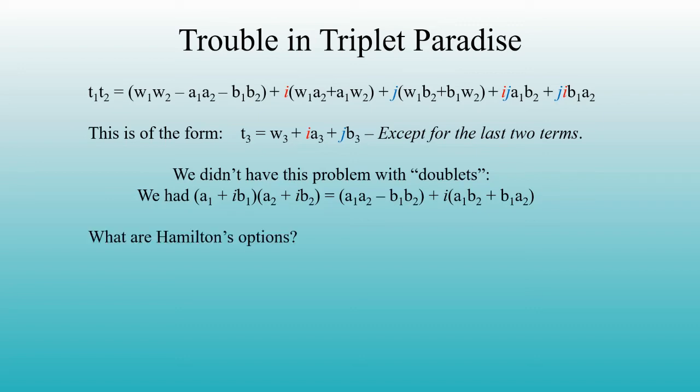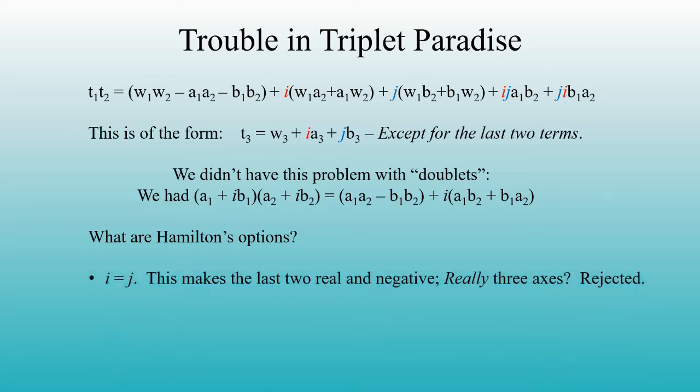What are his options? Well, he can discover that i and j are the same after all. Then ij equals ji equals -1. There's a couple of problems with this. The metaphysical one is, if i and j are the same, do you really have two independent imaginary axes? Another is that you would then have 5 real terms and only 2 i terms and 2 j terms. This asymmetry rings false. Rejected.